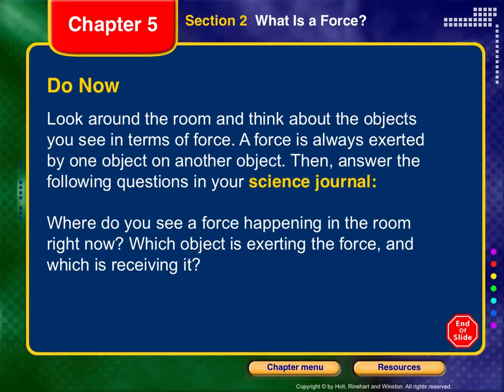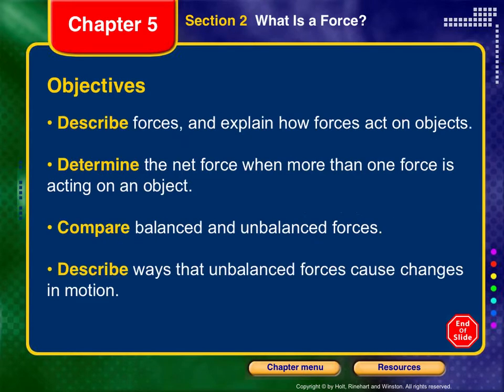All right, in a minute I'm going to talk to you about other forces that are happening while I'm just standing here. I want you to think about a force you're seeing right now. So in this section, we're going to talk about forces. We're going to talk a little bit about something called a net force, unbalanced and balanced forces.